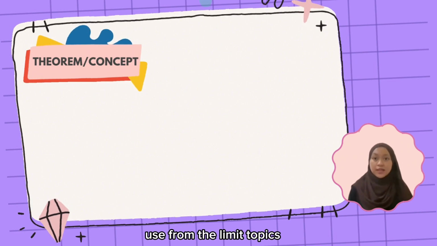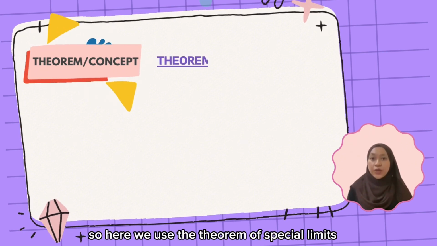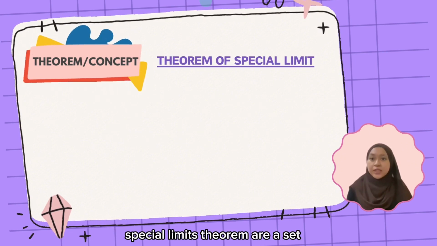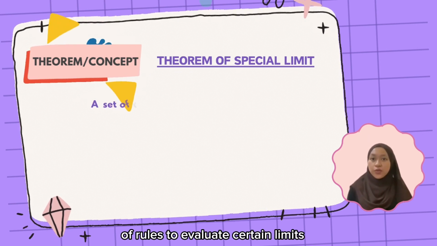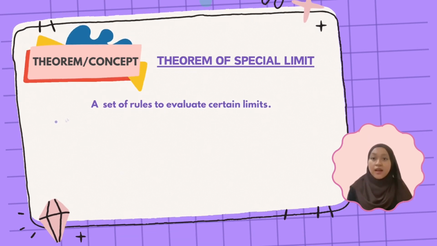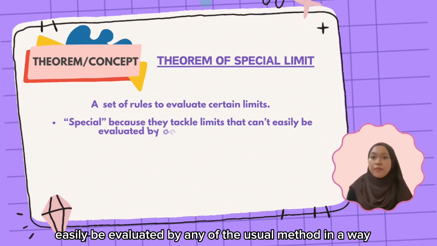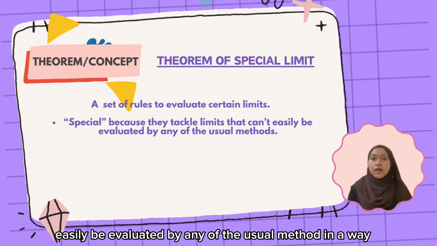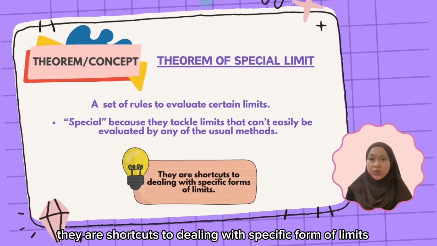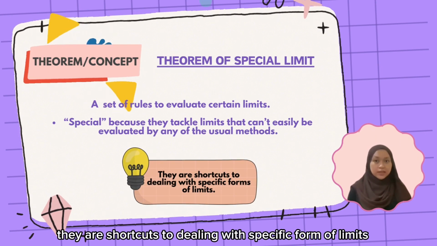In this video, we let you know about some of the theorems that we use from the limit topics. So here, we use the theorem of special limits. Special limits theorems are a set of rules to evaluate certain limits. They are special because they tackle limits that can't easily be evaluated by any of the usual methods. In a way, they are shortcuts to dealing with specific forms of limits.